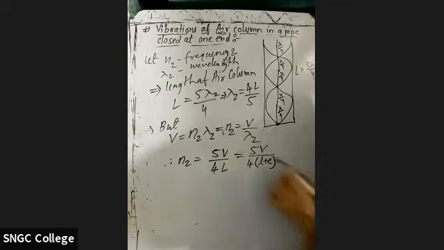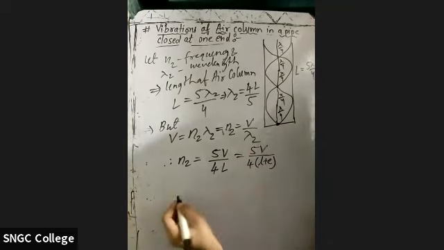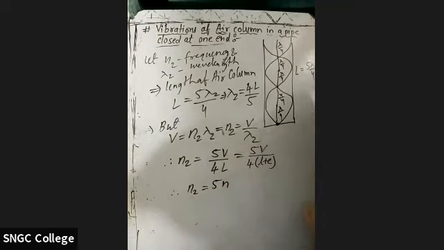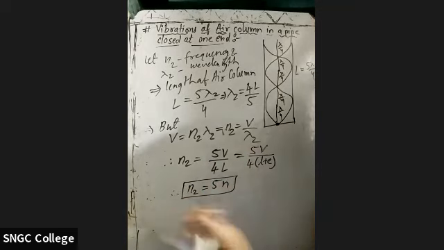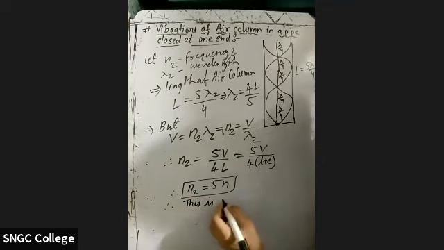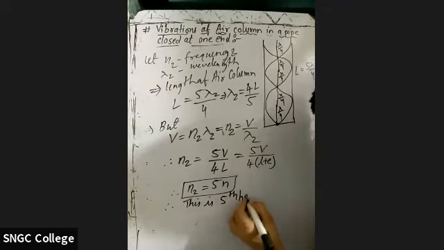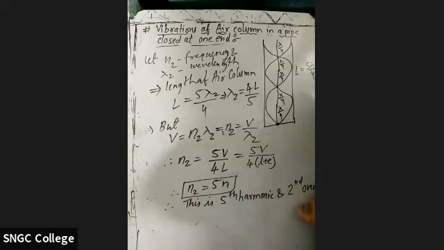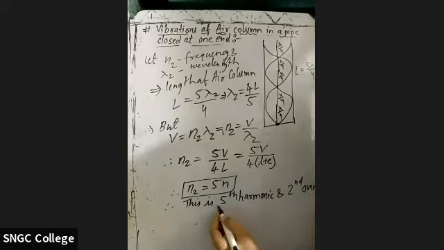So if you compare this with the natural frequency, you will find that n2 is 5 times the natural frequency. How many times? 5 times. Therefore this is fifth harmonic and which overtone? Second overtone. Okay, so this is fifth harmonic and second overtone.